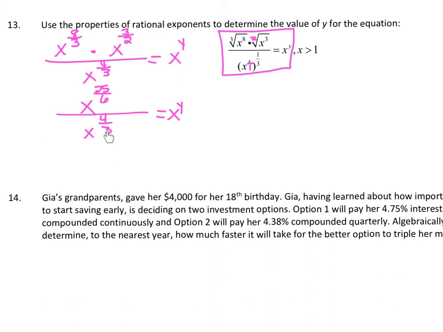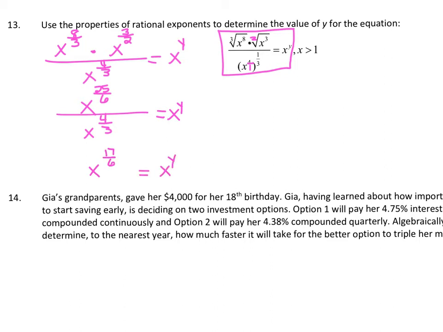So if you want to do it by hand, you can find a common denominator and subtract them. If you want to do it in your calculator, you can just use your calculator to subtract them. Either way, 25/6 minus 4/3 is 17/6. So I'm going to rewrite this. You keep the base and you subtract the exponent. So I get x to the 17/6 equals x to the y.